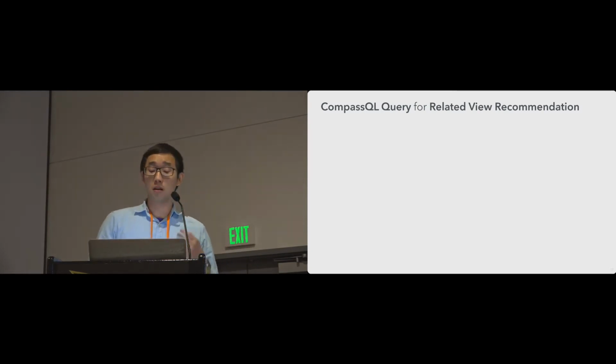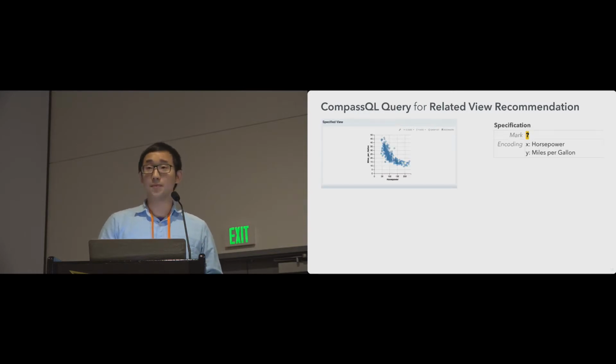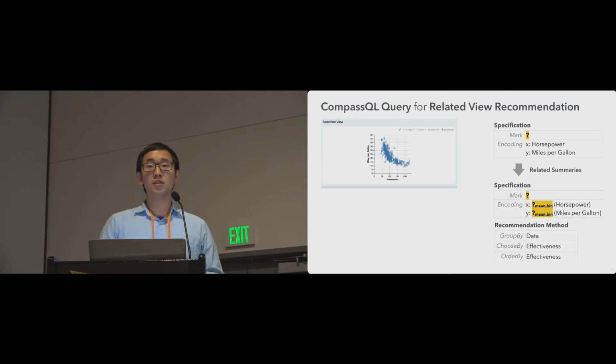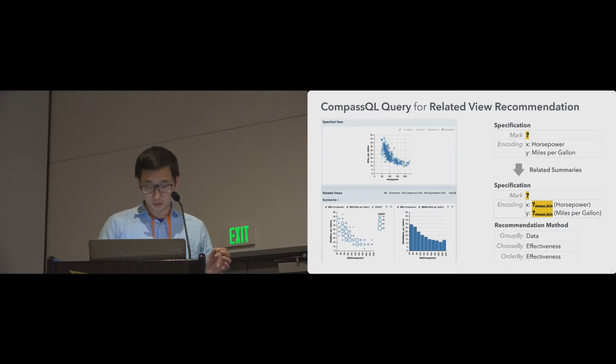Using CompassQL, we can also infer a query for recommended related views. For example, given a specified view and its specification on the top, we can recommend related summaries using a similar specification, but add wildcards for summary function, including bin and mean. To organize the recommendations, we then again group by similar data fields and order the suggested views based on the effectiveness score. With this query, we can create a query for the related summary section. And using a similar technique to add wildcards, we can recommend other types of related views using CompassQL as well. But for detail, please refer to the paper.